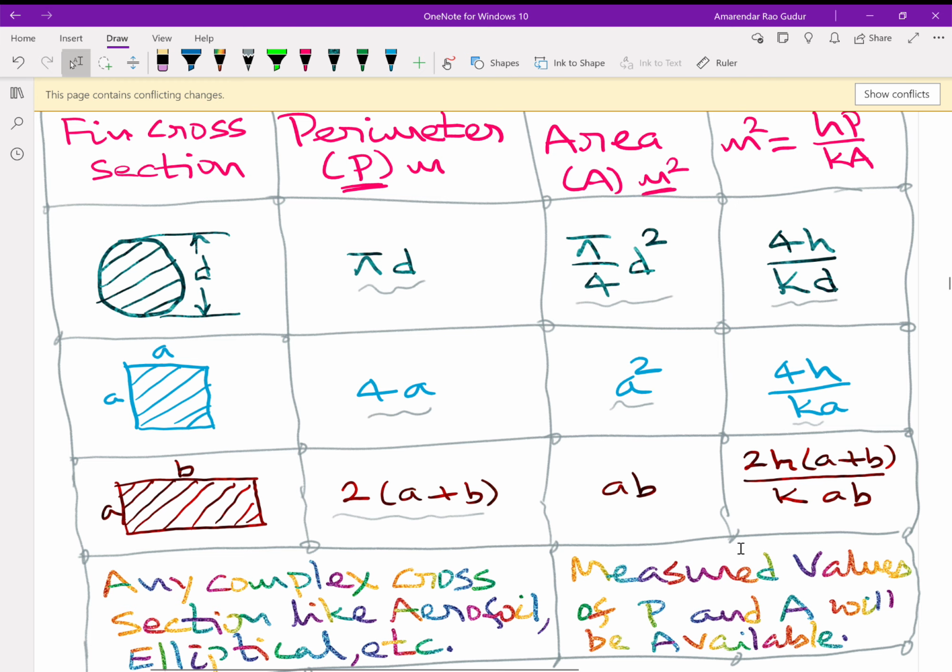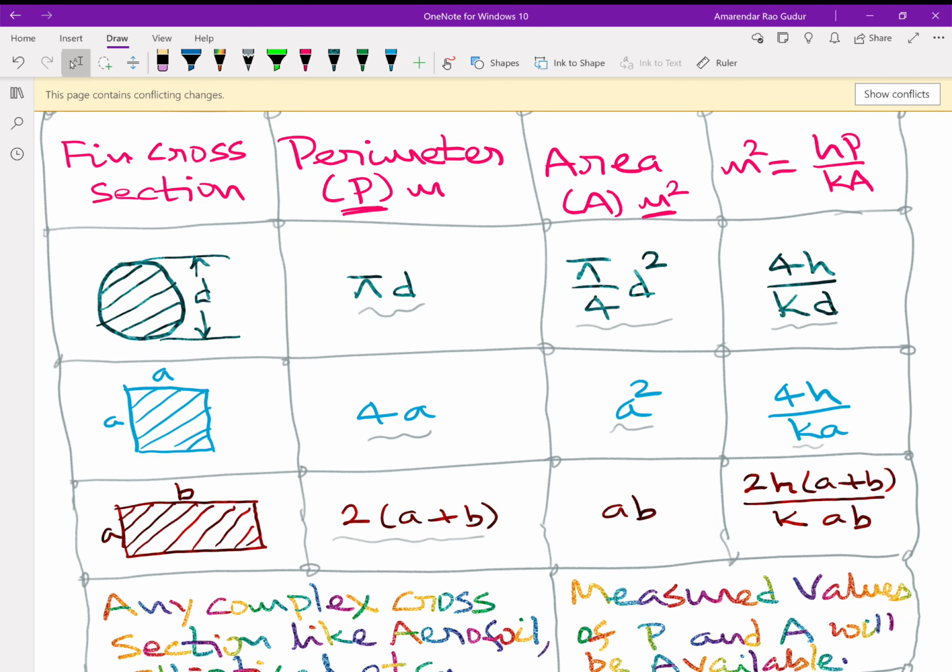For a circular cross section, perimeter is pi d and area of cross section is pi by 4 d square. If you substitute in the general equation hp by kA, it becomes 4h by kd. For a square cross section, perimeter is 4 times the side and area is a square, so 4h by ka. If you pick a rectangular cross section of height a and width b, then the perimeter is 2a plus 2b, that is 2 times a plus b, and area is ab.